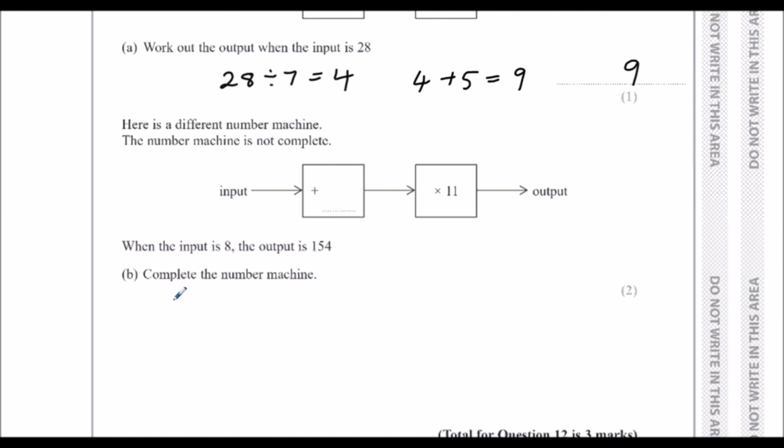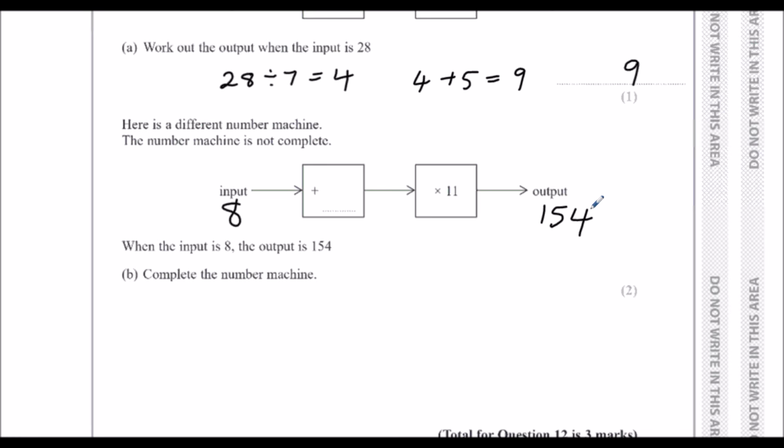Here is a different number machine. The number machine is not complete. When the input is 8, the output is 154. Complete the number machine. So we're going to put in 8, we're going to add something to it, then times by 11, and we'll get the output.